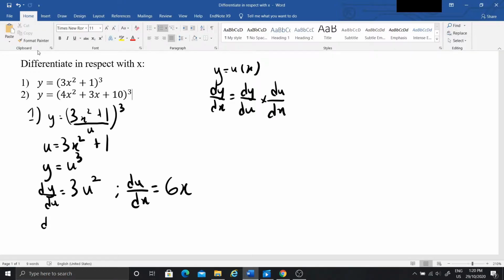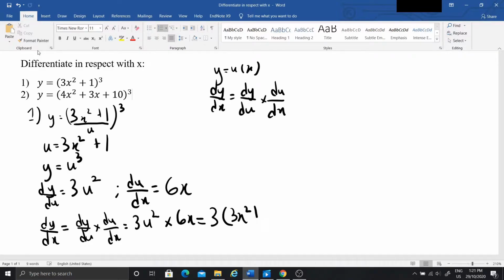To get dy dx, it is simply dy du times du dx, which is 3u squared times 6x. But remember, u is 3x squared plus 1, which gives us 3x squared plus 1 squared times 6x. Simplify the equation, you will get 18x times 3x squared plus 1 to the power of 2.